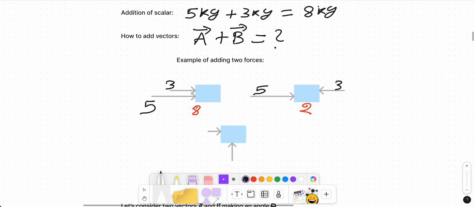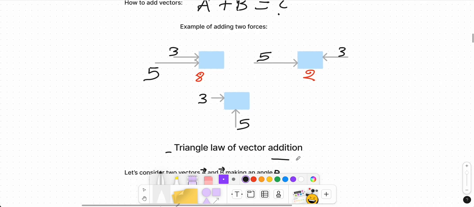What if I am adding 5 and 3 in this direction? Now you don't know. So we will now calculate how to add two vectors. Now the problem is vectors are not only magnitude, they have direction. So we cannot add vectors like we add scalars. So we will now learn how to add two vectors using triangle law of vector addition.